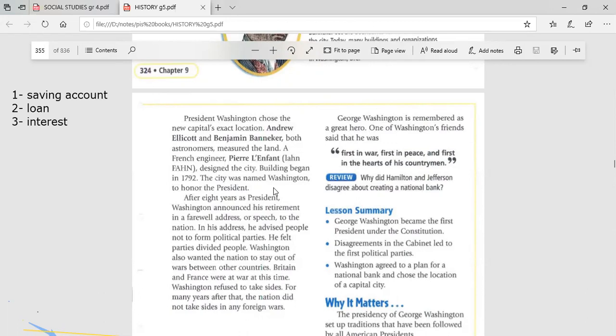Why did they name the capital Washington, D.C.? Of course, to honor President George Washington, okay? So now, what is the capital of America? Washington, D.C. Washington, D.C.